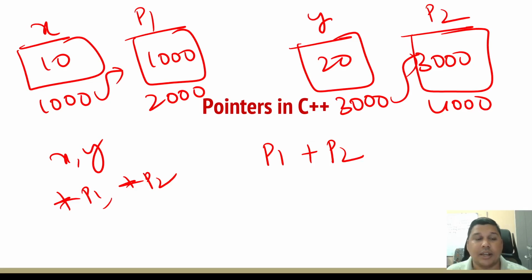Same thing. I understand your point. You are saying the address is in hexadecimal format. It depends on the operating system and the compiler which you are using. For easy understanding only, I am randomly choosing numbers like 1000, 2000. But actually, addresses are not 1000, 2000.